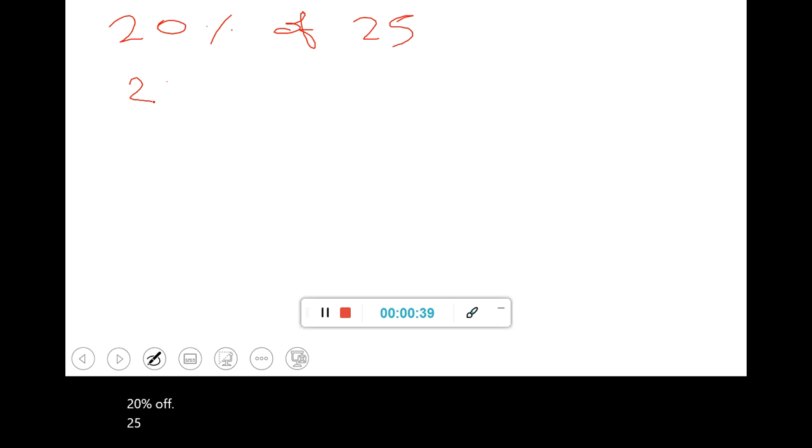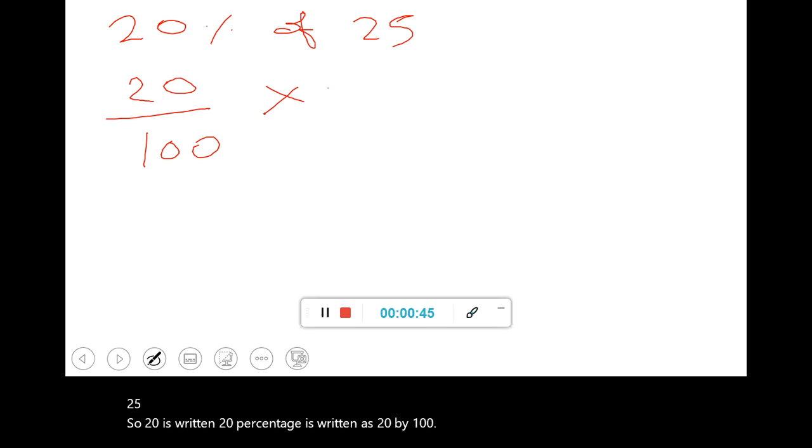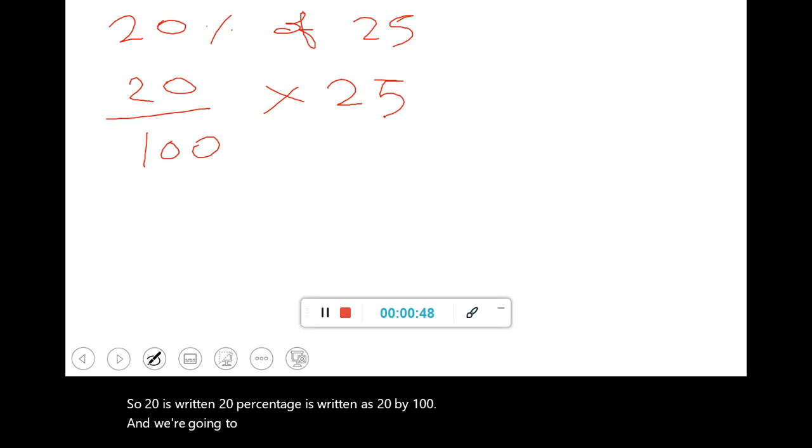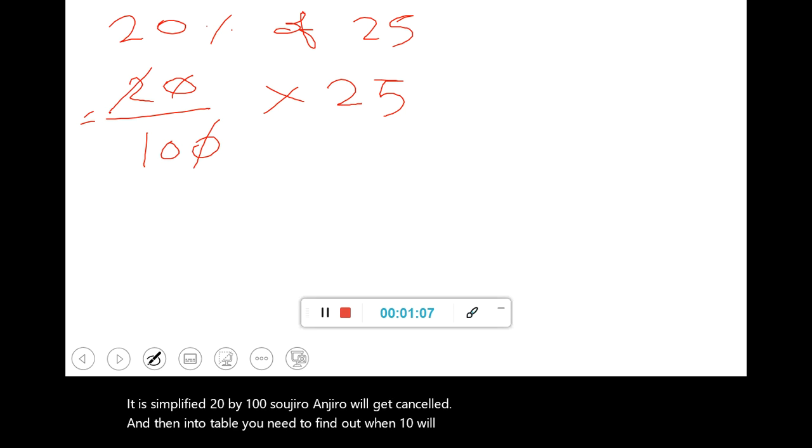So 20 percentage is written as 20 by 100, and we are going to find this 20% for $25. Okay, so in the next step you have to simplify 20 by 100. The 0 and 0 will get cancelled. And then in the 2 table, you need to find out when 10 will come. So 2 times 5 is 10.